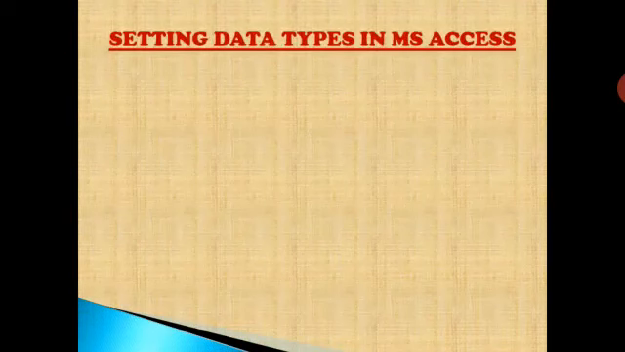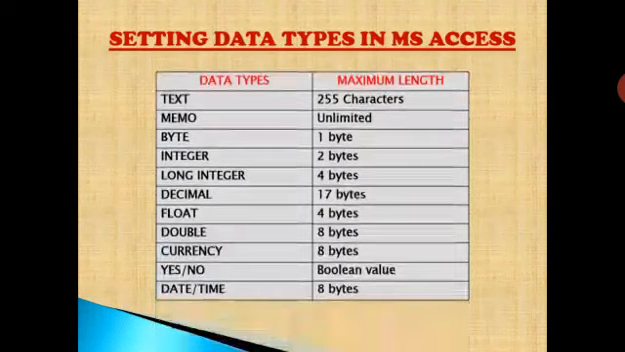Now setting data types in MS Access. Here is the list of all the data types: text, memo, byte, integer, long integer, decimal, float, double, currency, yes/no and date and time. These are all the data types that we can enter in MS Access, and their maximum length is described in this table.